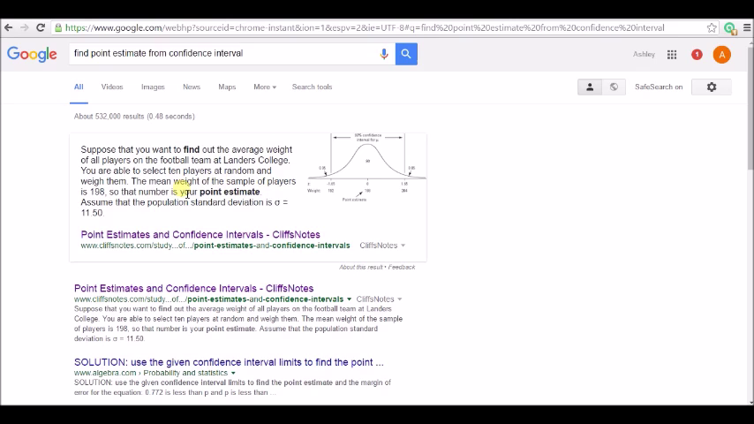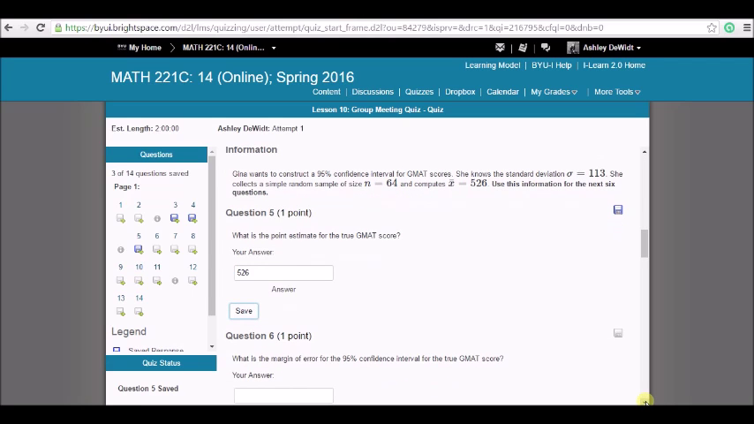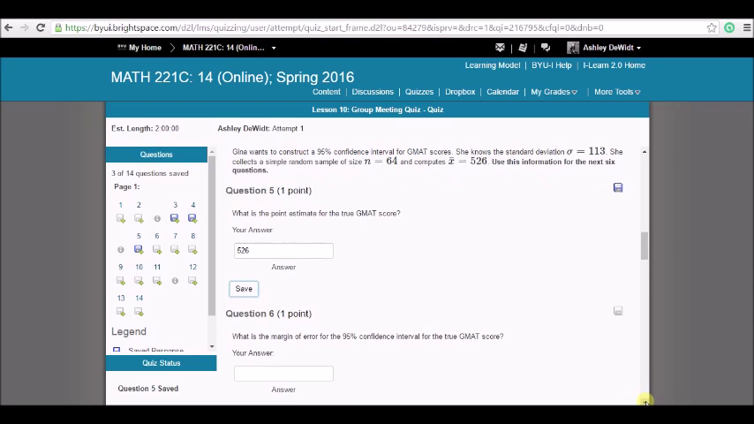Oh, there's another thing on here that says the mean is the same number as the point estimate. Oh, is it? So is it just 526? I'm going to go with that one. So the mean is the point estimate? Yeah. That makes more sense than whatever I was saying. Okay.